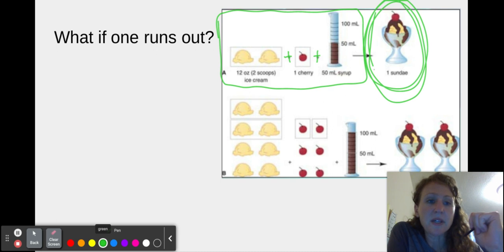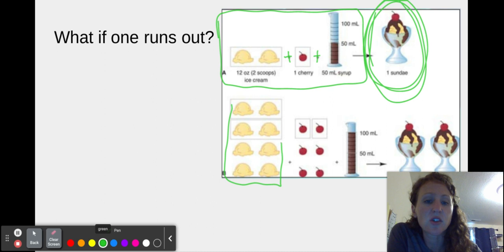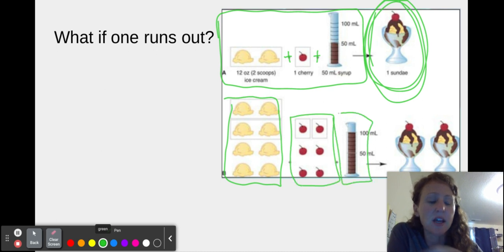Okay, so what happens if I walk into the ice cream shop and we start with 8 scoops of ice cream, 6 cherries, and 100 milliliters of chocolate syrup? The question would be, how many sundaes can I make?